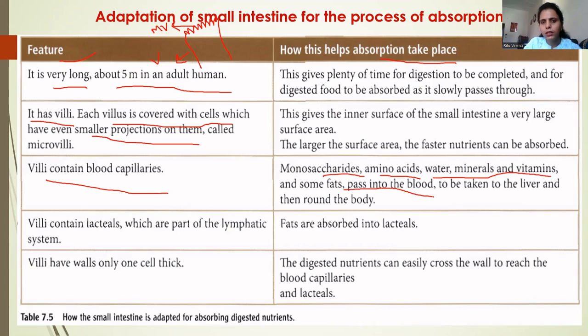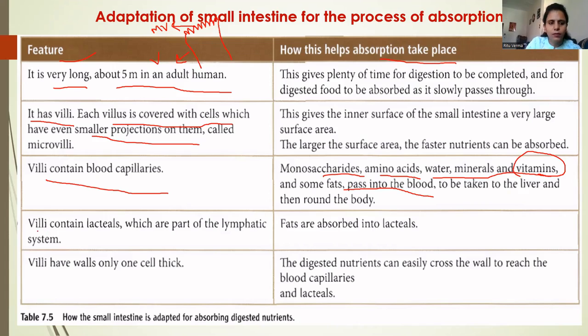So what are the nutrients which are actually absorbed into the blood capillaries? These are monosaccharides. Monosaccharides means simple sugars like glucose, fructose, galactose, etc. And amino acids, which are formed by complete digestion of protein. Then water, minerals and vitamins. Here when I say vitamins, it's only water soluble vitamins, that is vitamin B and vitamin C. And some fat is absorbed into the blood capillaries.